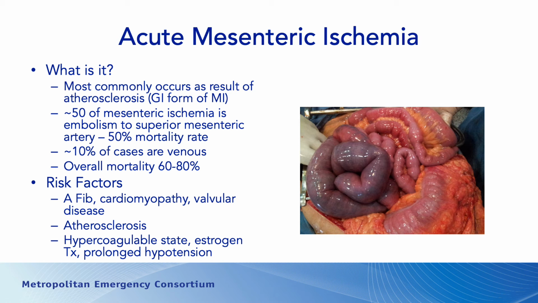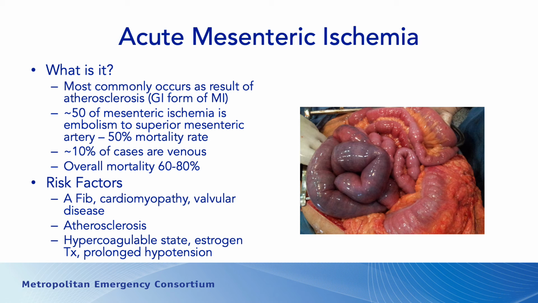The most common cause of mesenteric ischemia is atherosclerosis, but about 50% of mesenteric ischemia is acute, due to acute occlusion of the superior mesenteric artery, which is a big artery that comes off the aorta and supplies a good amount of blood to the gut. And acute mesenteric ischemia with embolism to the superior mesenteric artery has about a 50% mortality rate. So this is a bad disease.